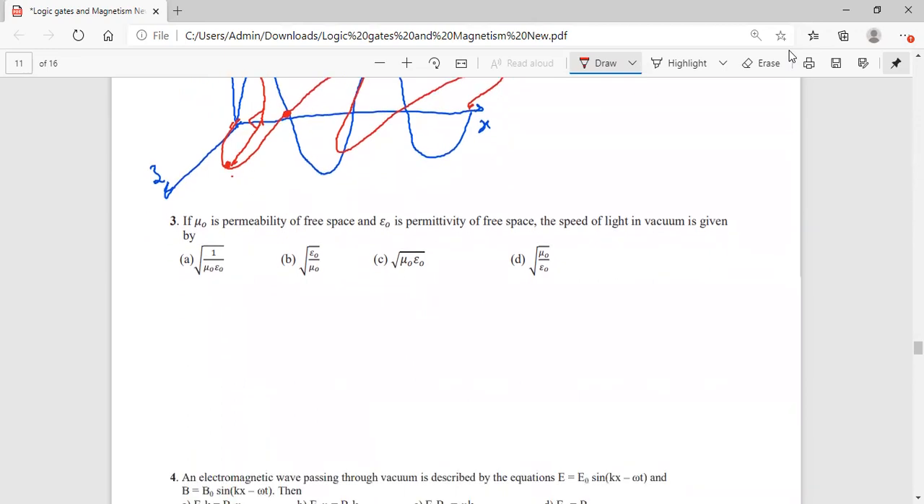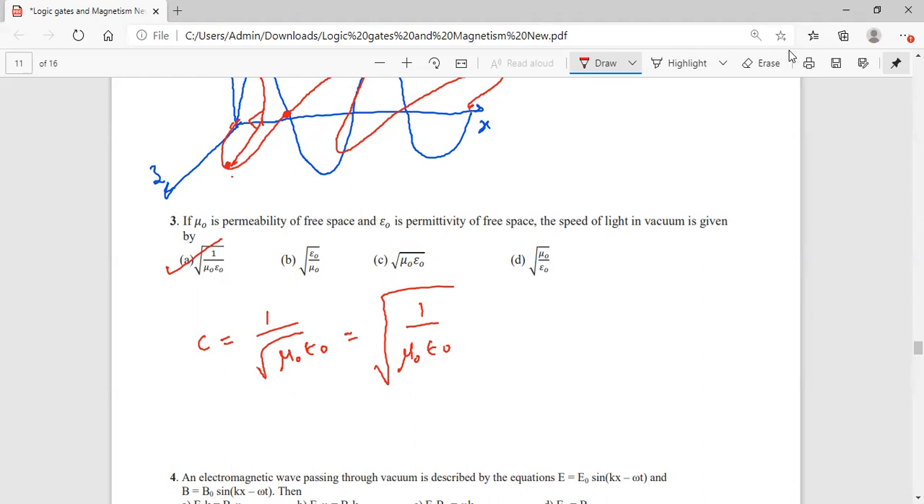Next, question 3. If mu naught is the permeability of the free space and epsilon naught is the permittivity of the free space, the speed of light in vacuum is given by 1 divided by square root of mu naught into epsilon naught. This can also be written as 1 by mu naught epsilon naught whole square root. Therefore, option A is the correct answer. You should know that one. The speed of the light is equal to 1 by square root of mu naught into epsilon naught.